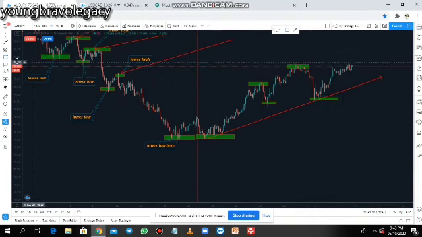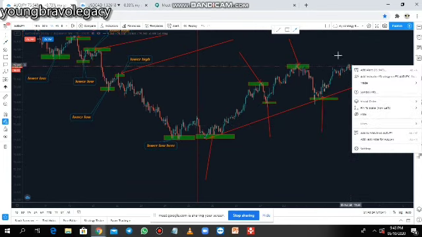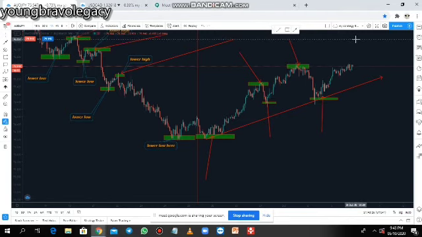So now look at this idea. Higher high, higher low, higher high, higher low. Then we are expecting price to form a higher high. Then when price forms a higher low, we can start looking for buys. So this is the uptrend here.